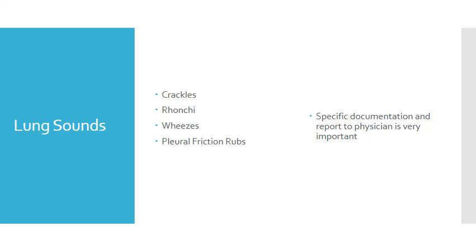If you just hear crackles in the left lower lobe, we want to make sure that we are charting that we heard crackles in the left lower lobe on inspiration posteriorly. You wouldn't want to just chart crackles throughout because you didn't hear them throughout. And then we want to chart what we heard in those other lobes so that it's clear. And then you would want to report that to the physician and be very clear when you do that.